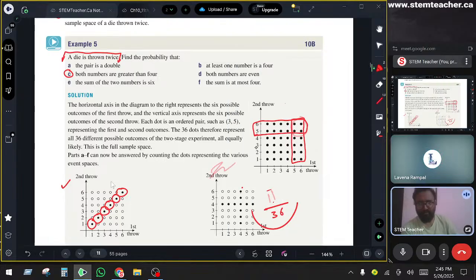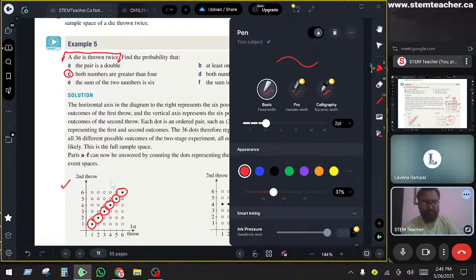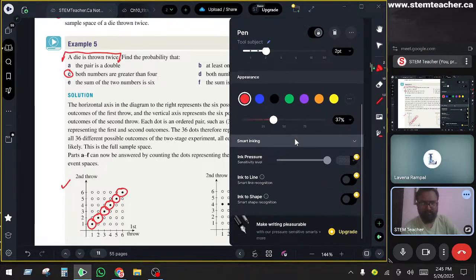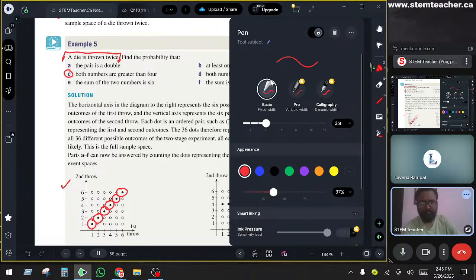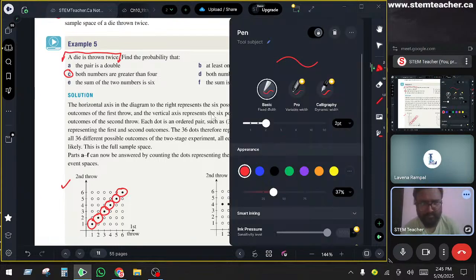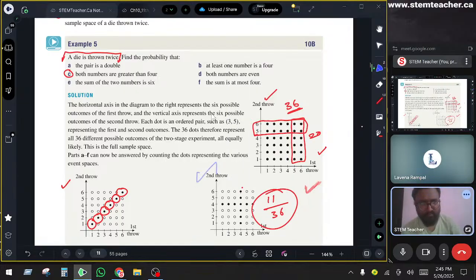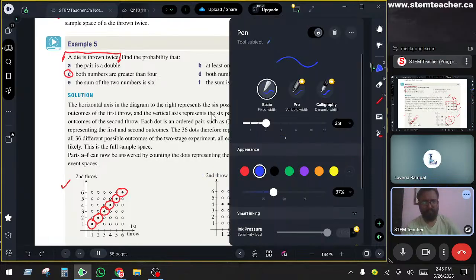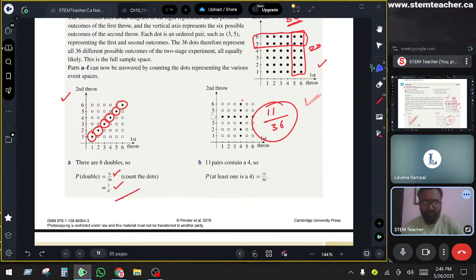Why is my color working like this? Control Z. Okay, let it be right like this. Okay, it's 4 by 36.